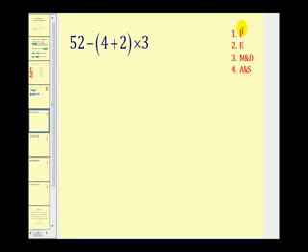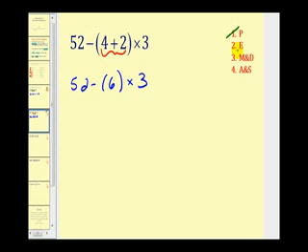The first thing we need to do is perform the operations inside the parentheses. So here we have 4 plus 2. So we'll have 52 minus 6 times 3. The next step would be to simplify the exponents. There aren't any, so we skip that. The next step is to multiply and divide.